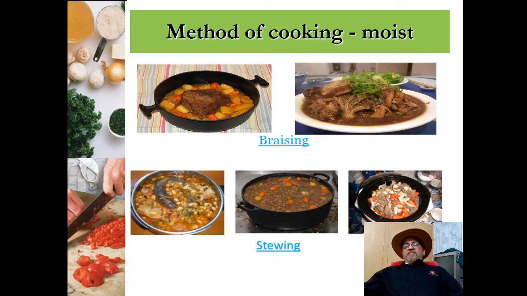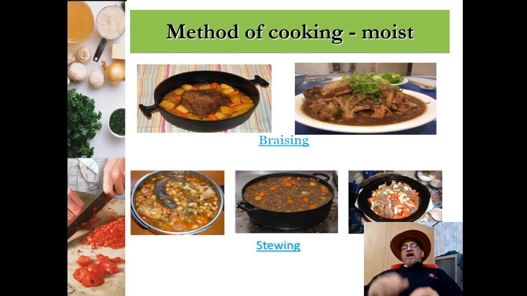Then we have braising and stewing. These are slightly difficult to comprehend, but if you listen to me carefully, you will understand what is braising and what is stewing. Braising is a combination method of cooking with the help of fat and stewing. Before I explain braising to you, I must explain stewing to you. Stewing is a combination method of boiling and steaming simultaneously. As shown in the three pictures, you will see that there is a lot of food in all three pans and there is very little sauce or gravy. And all three pans have got a tight fitting lid on top.